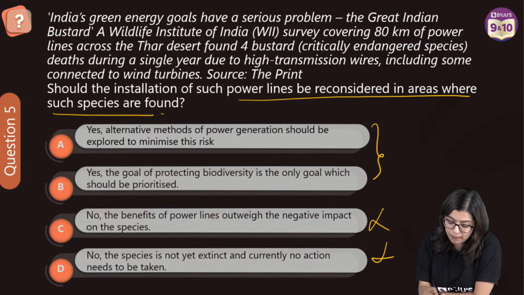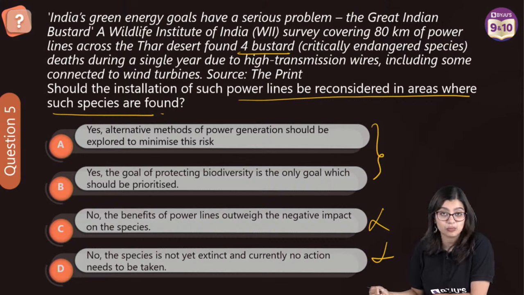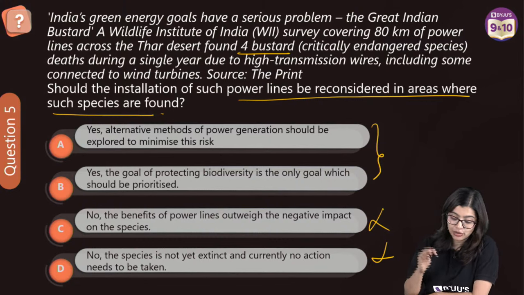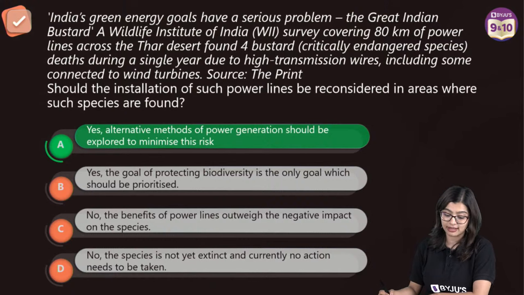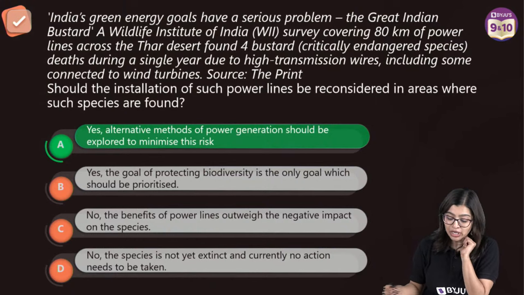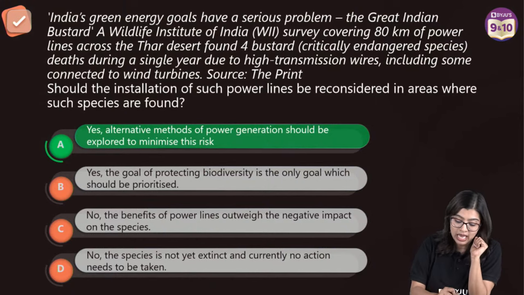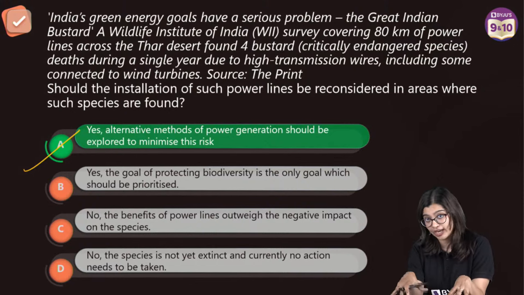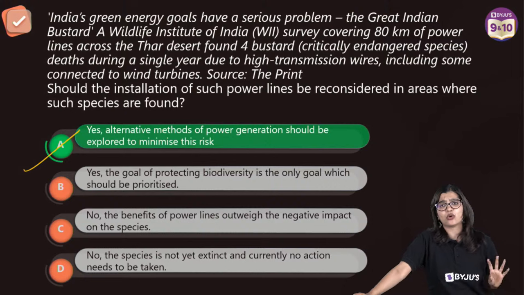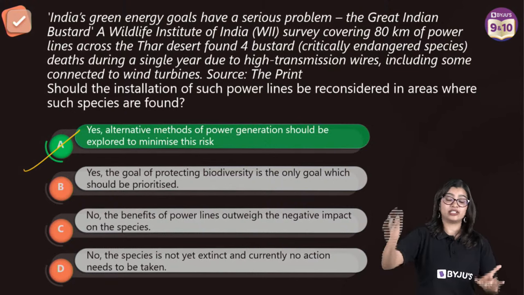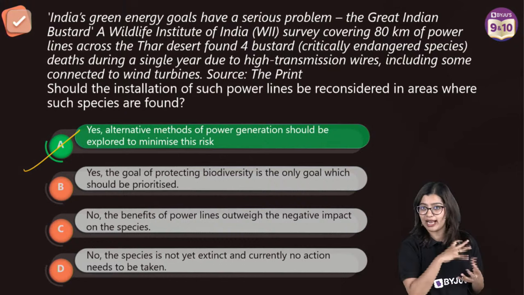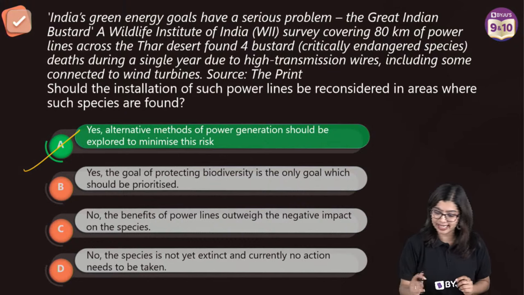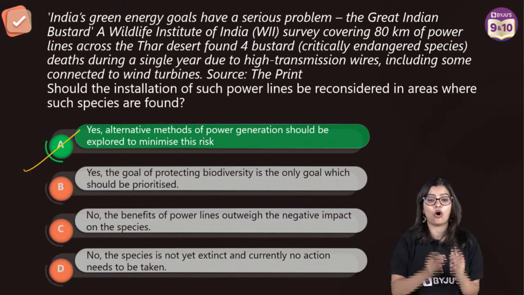Now here, four bustards were killed because of high transmission wires, which means that normally in such cases, we need to explore alternative methods that will minimize the risk, right? So in this particular case, what do we see? Answer is option A. Prioritizing biodiversity is not our only goal, right? If we make that as our only goal, many other things will get affected. We also need to see what is beneficial as well for the overall well-being of everyone, which is why in this case the correct answer is going to be option A.